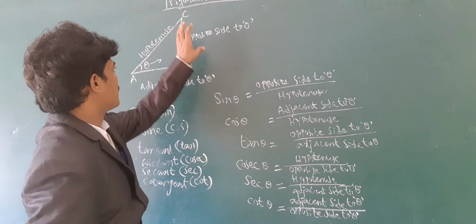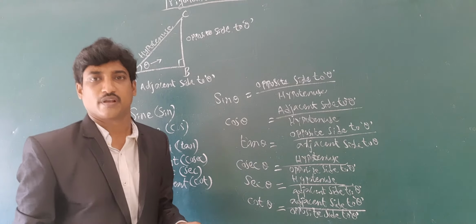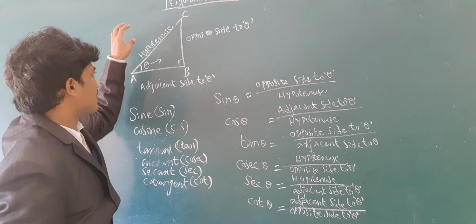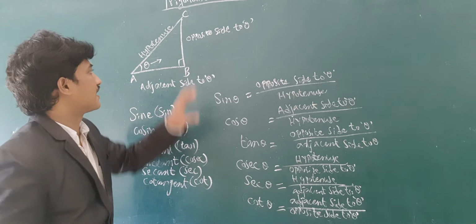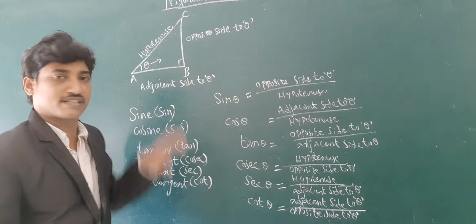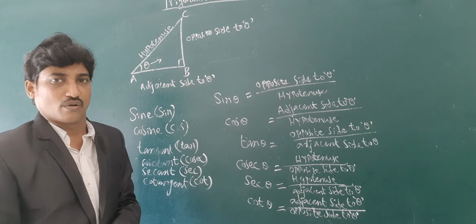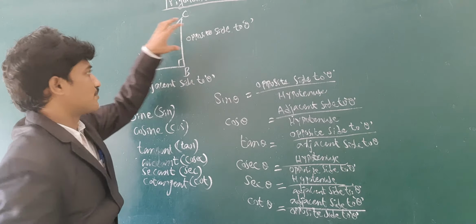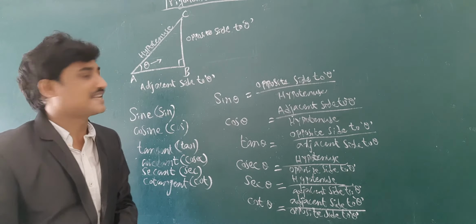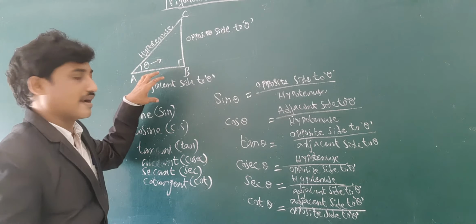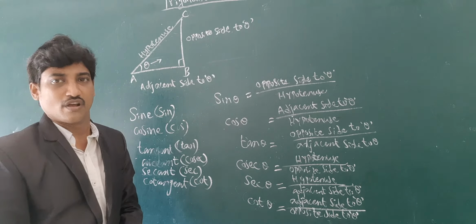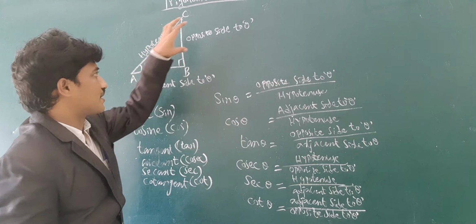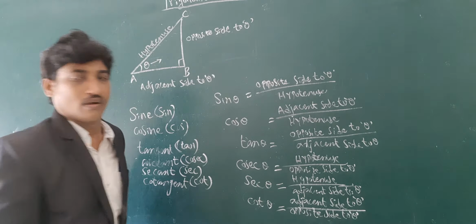Sin theta is opposite side to theta by hypotenuse. Cos theta is adjacent side to theta by hypotenuse. Tan theta is opposite side to theta by adjacent side to theta. Cosecant theta is hypotenuse by opposite side to theta. Secant theta is hypotenuse by adjacent side to theta. Cot theta is adjacent side to theta by opposite side to theta.